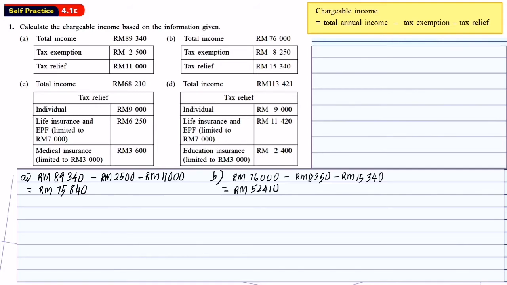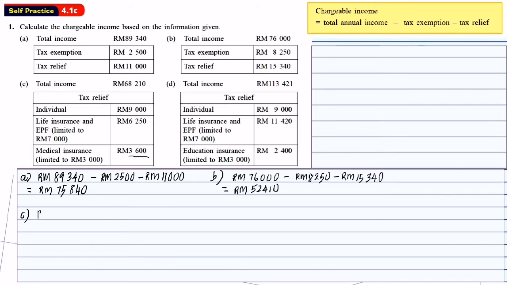Okay, now we try to answer C. Total income 68,210. Tax relief individual 9,000. Life insurance and EPF limited to 7,000, so here RM 6,250. Medical insurance limited to 3,000 ringgit, but here more than 3,000. So how to count the chargeable income?